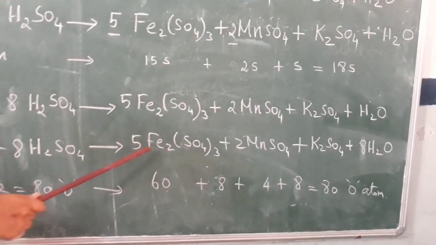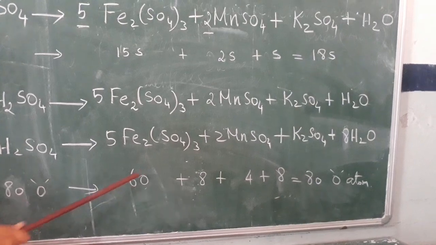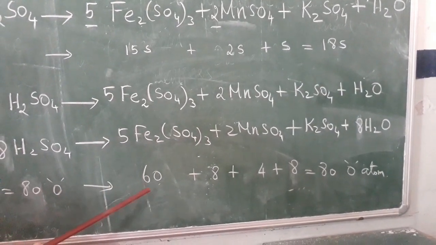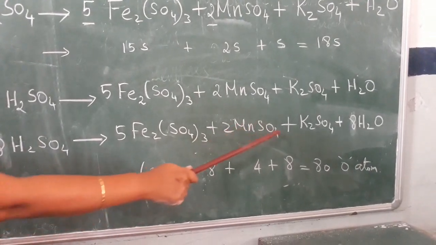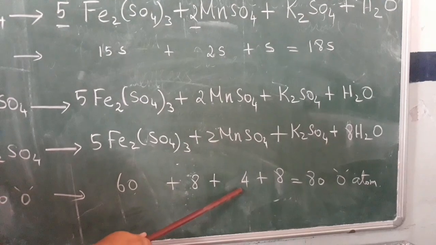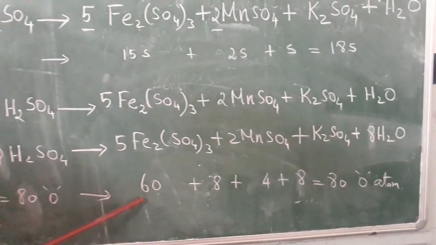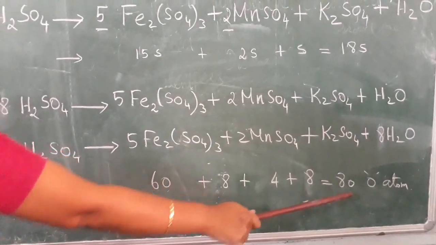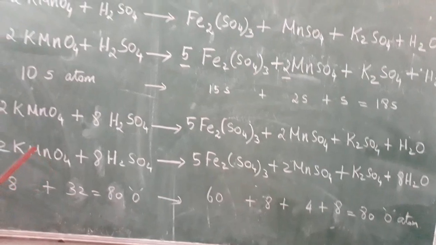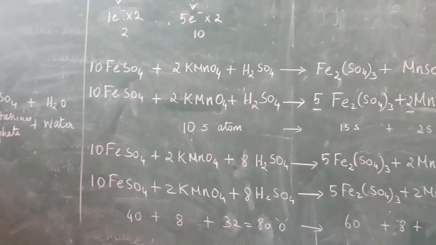The same way, in ferrous sulfate we have 60 oxygen atoms, 4 into 3, 12, 12 into 5, 60, and 2 into 4, 8 oxygen atoms and 4 oxygen atoms. In water molecules, 8 oxygen atoms. So adding these 4 we get 80 oxygen atoms. So these two are now balanced. This is the oxidation number method of balancing the equation.